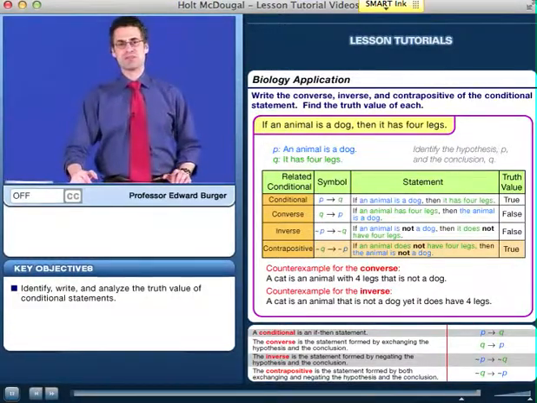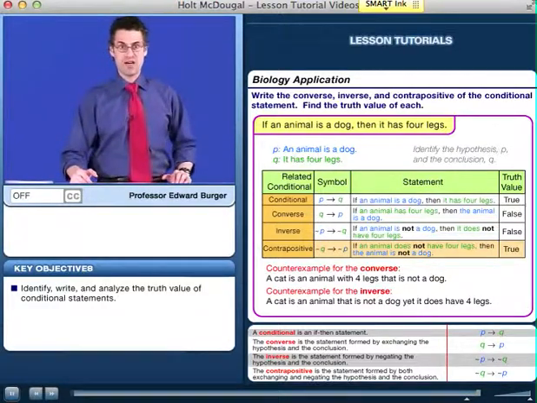Anyway, these conditional statements are some of the most important statements that we'll form in mathematics, and they're the key to unlocking the mysteries that lie ahead.